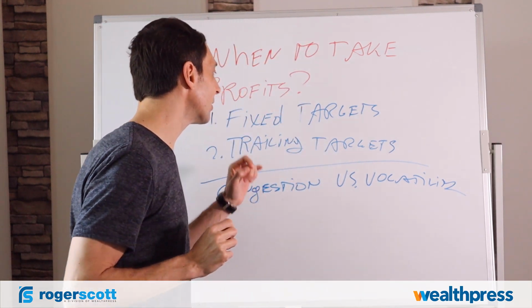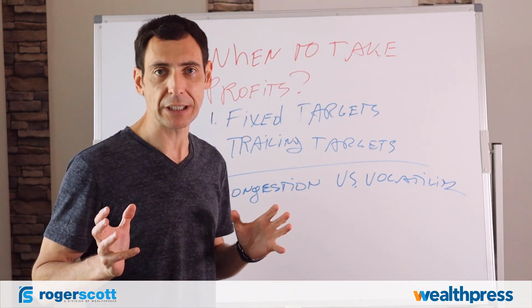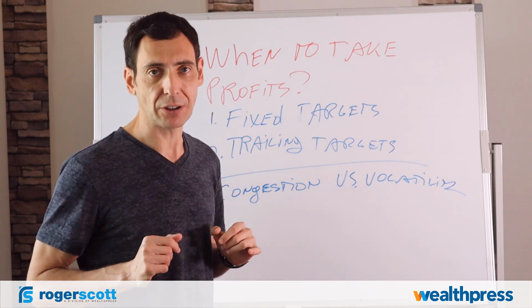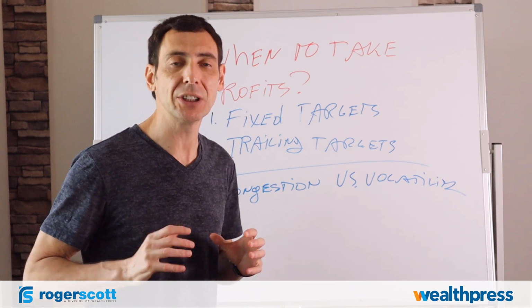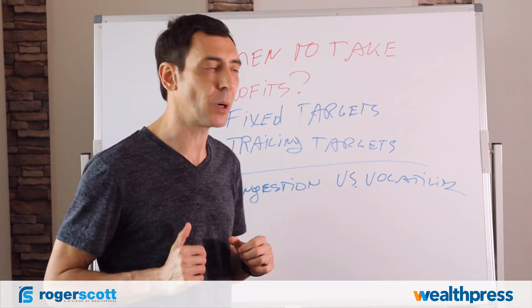Typically speaking, there's two types of profit targets, all right? There's a fixed profit target, and there's a trailing profit target. Now, let me give you the advantages, the upside, and the downside of each one.